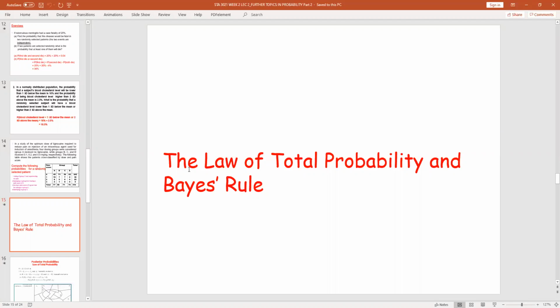Now, we want to talk about the law of total probability, and the Bayes rule. That's exactly it.